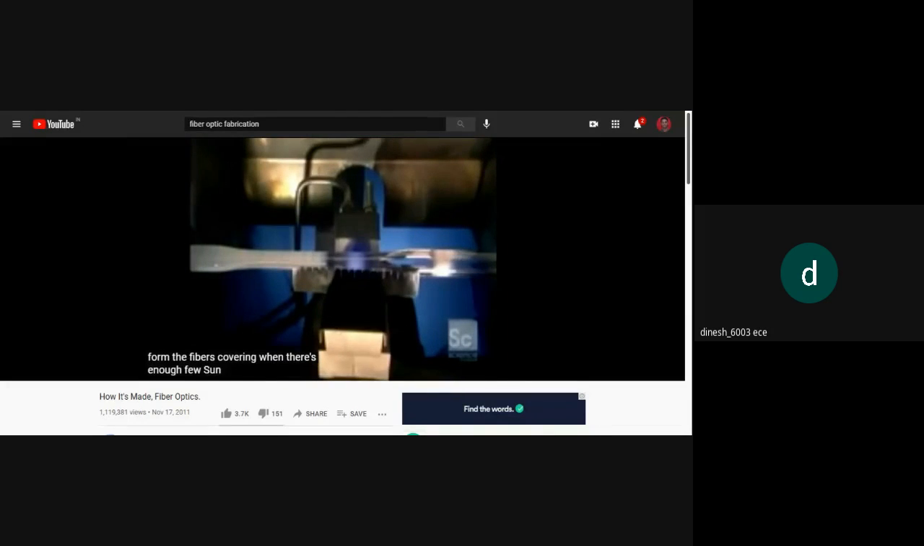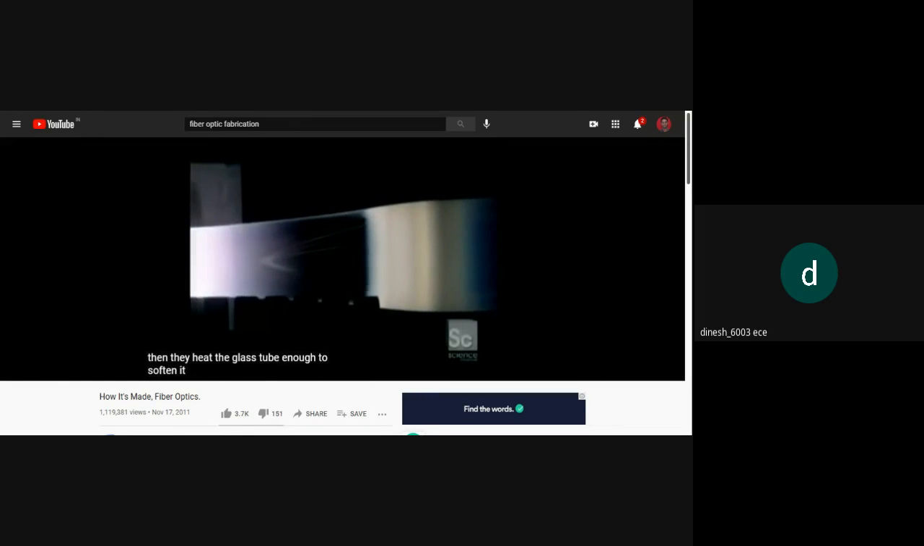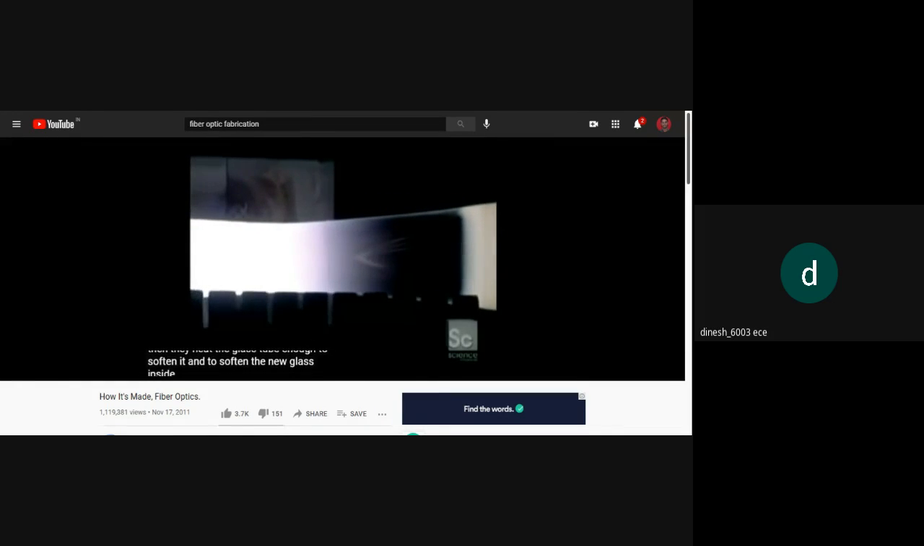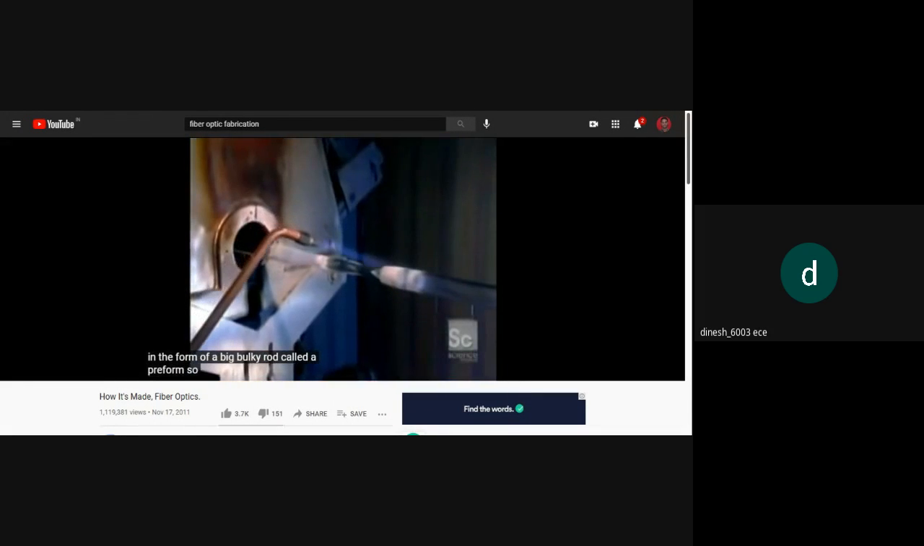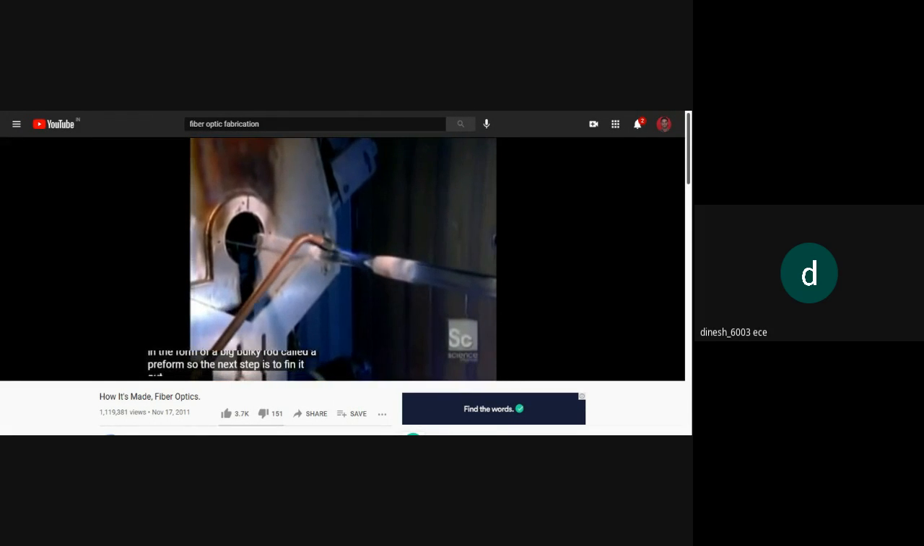When there's enough fused soot, they turn up the heat until the soot itself turns into glass. Then they heat the glass tube enough to soften it, and to soften the new glass inside. The intense heat eventually makes the tube collapse on itself to form a solid rod. The internal structure of the optical fiber has been achieved. But it's in the form of a big bulky rod called a preform. So the next step is to thin it out.